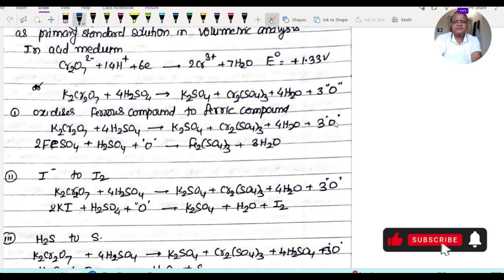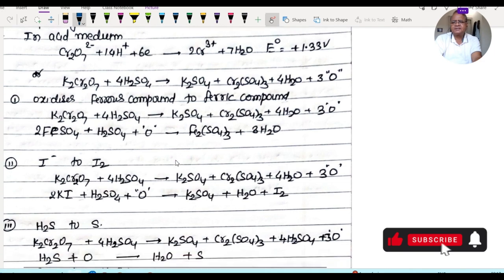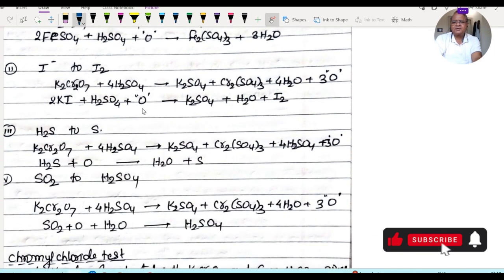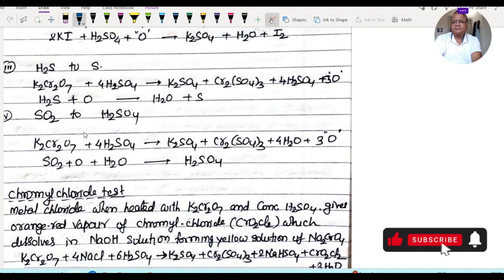This nascent oxygen oxidizes our substance, and K2Cr2O7 behaves like an oxidizing agent. Nascent oxygen oxidizes ferrous sulfate to ferric sulfate. This nascent oxygen oxidizes KI to I2, H2S to S, and SO2 to H2SO4.